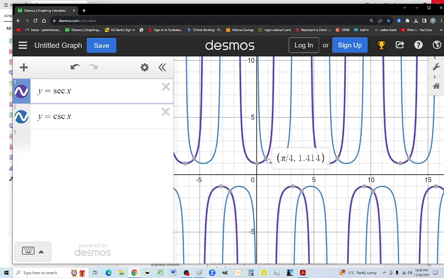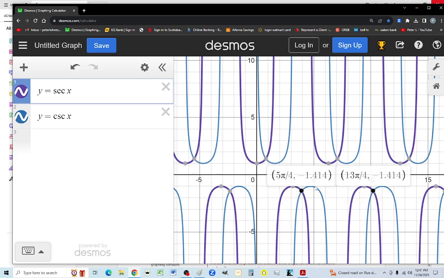They will share a point here and a point here. See the negative, that's quadrant 3. Pi over 4, that's 45 degrees, an acute angle. But in quadrant 3 it's 180 plus 45, which is 225 degrees. And every 2 pi later for that one as well.